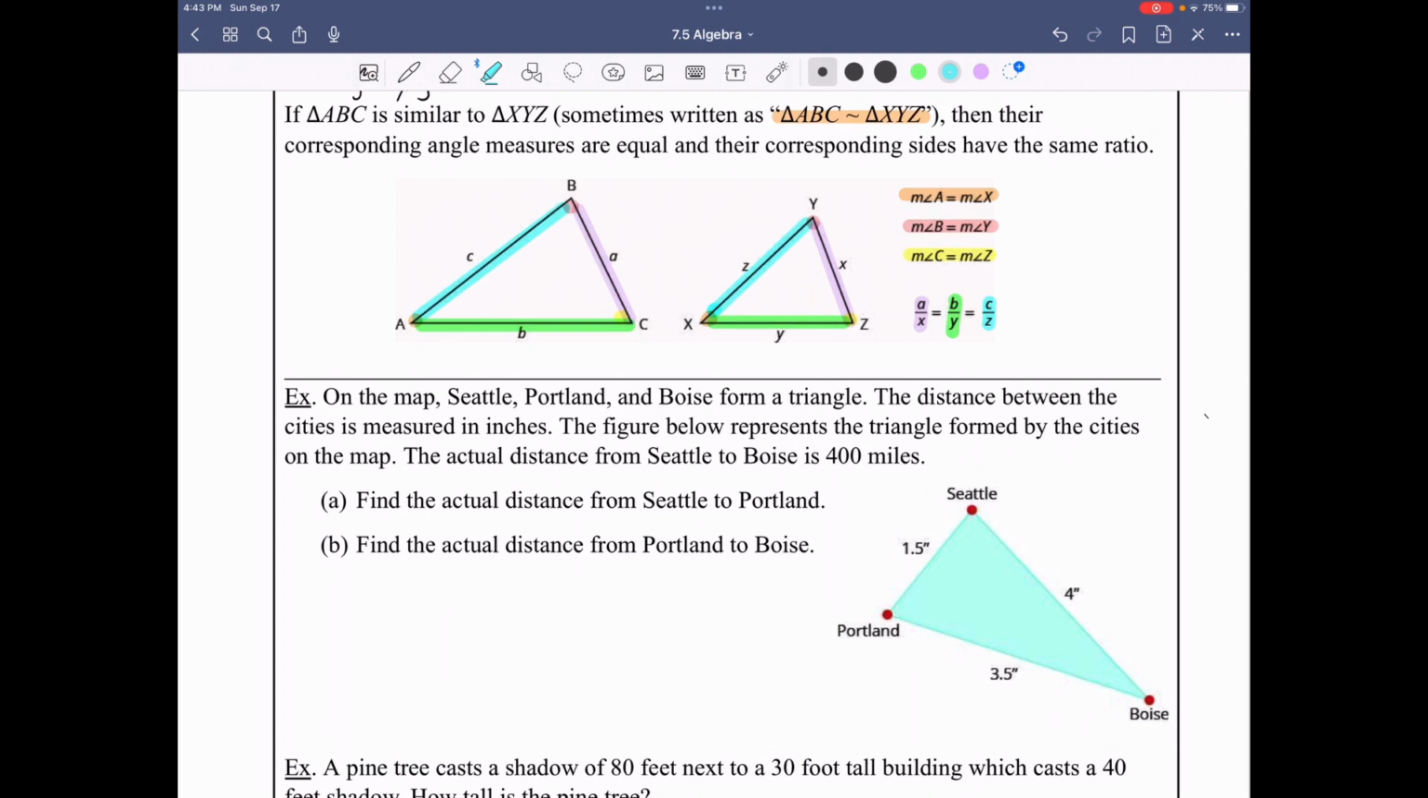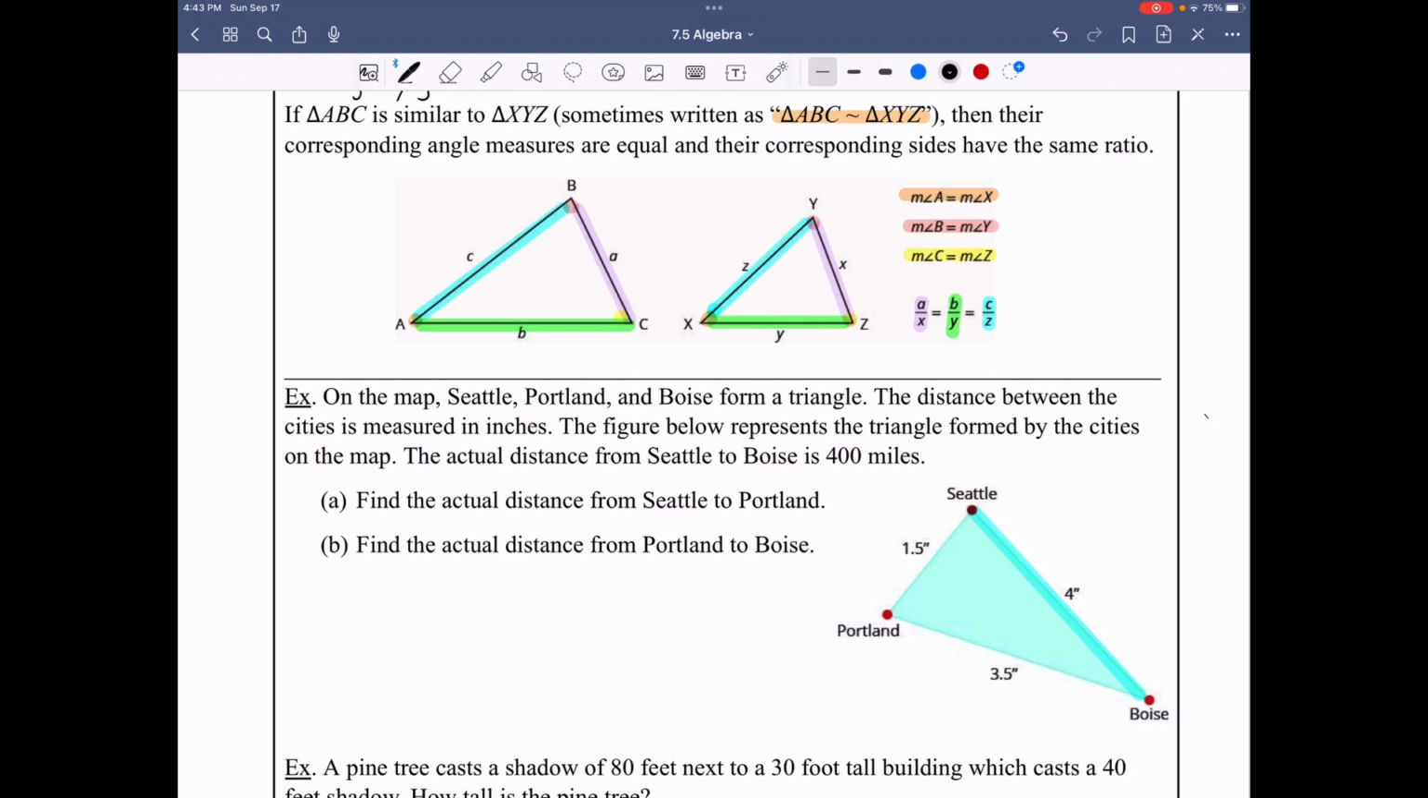On the map, Seattle, Portland, and Boise form a triangle. The distance between the cities is measured in inches. The figure below represents the triangle formed by the cities on the map. The actual distance from Seattle to Boise is 400 miles.